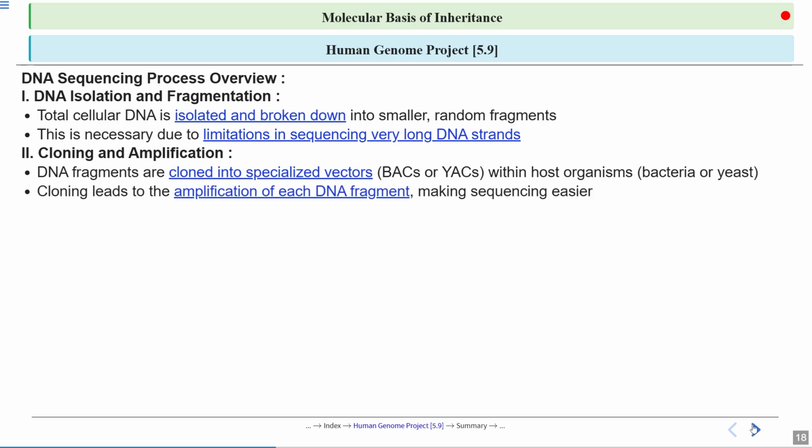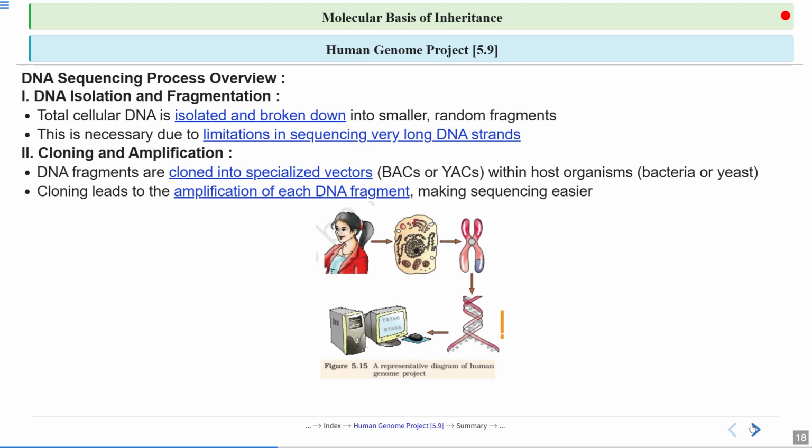Cloning leads to the amplification of each DNA fragment, making sequencing easier. So why was this cloning step important? Because this cloning led to the amplification of the DNA fragment, and because of this amplification, the sequencing becomes easier. So this is a representative diagram of the Human Genome Project.